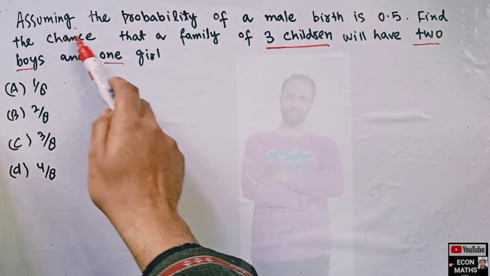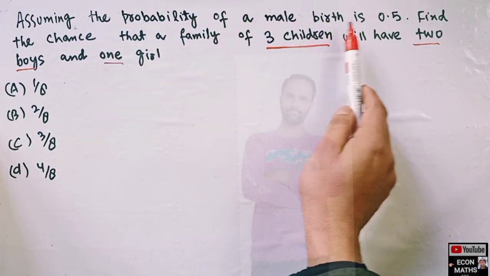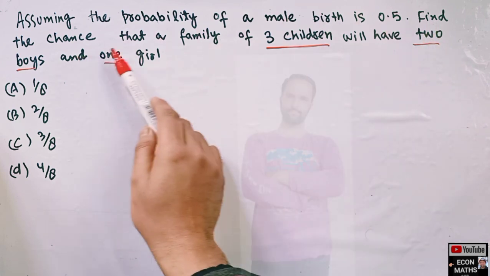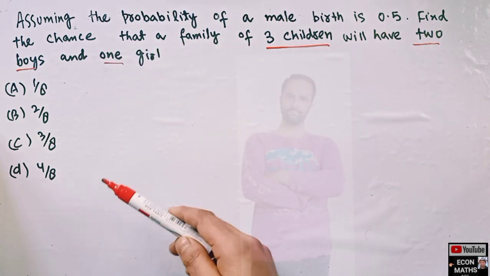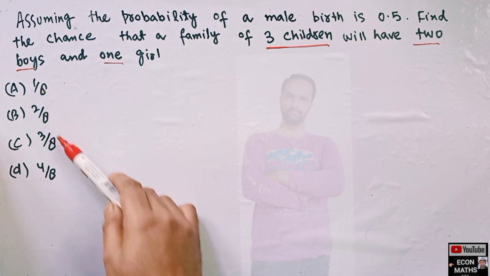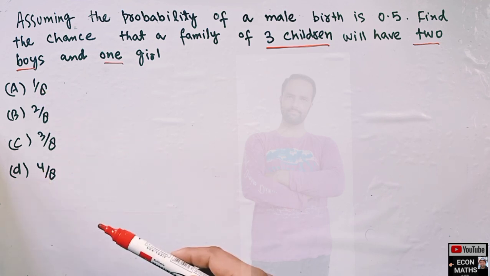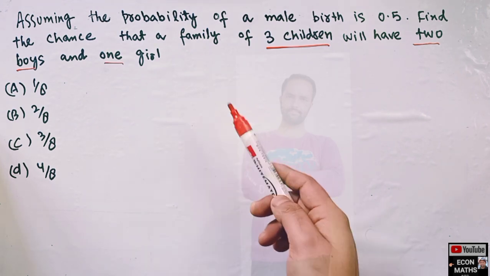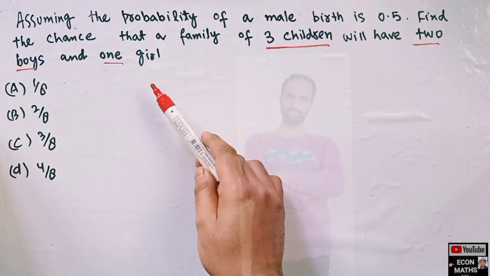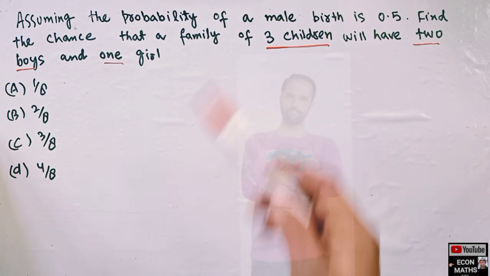Next question is, assuming the probability of a male birth is 0.5, find the chance that a family of 3 children will have 2 boys and 1 girl. Options are 1 upon 8, 2 upon 8, 3 upon 8, 4 upon 8. So we need to find the probability that in a family there will be 2 boys and 1 girl, when the family has 3 children.